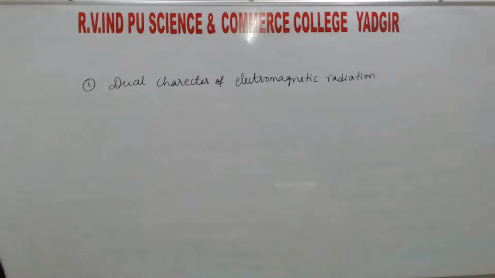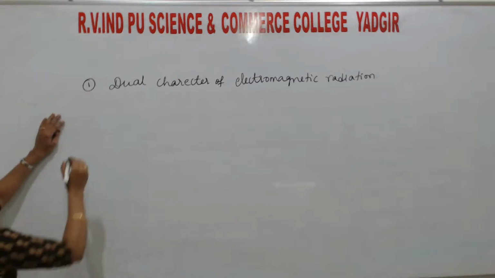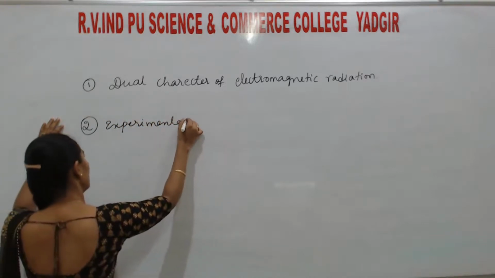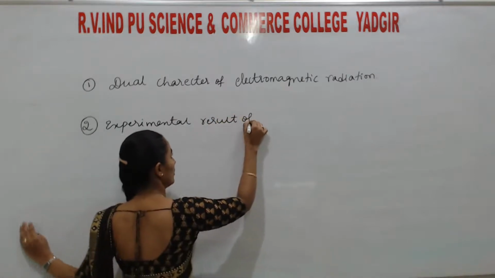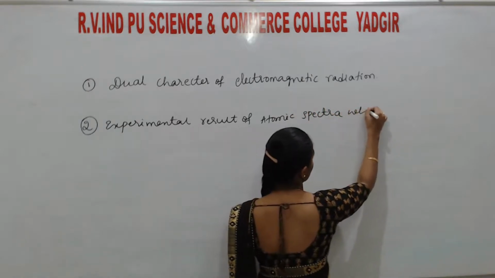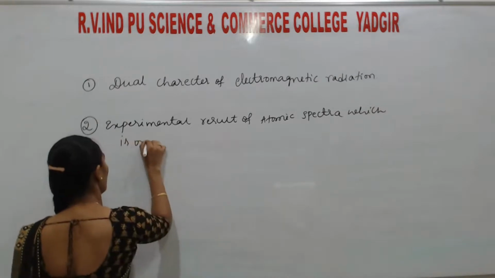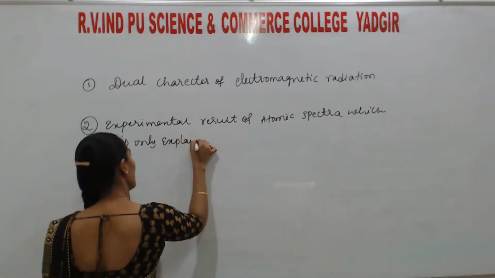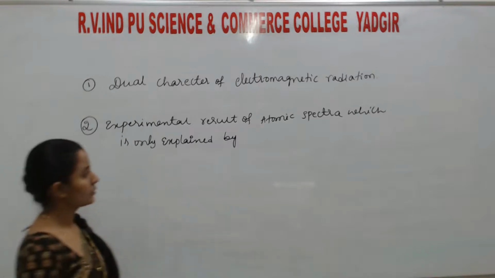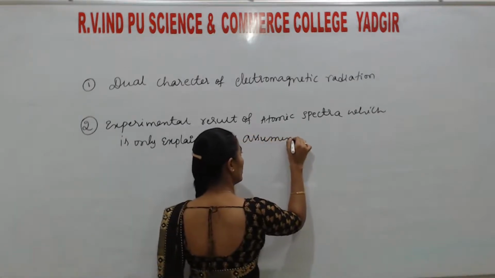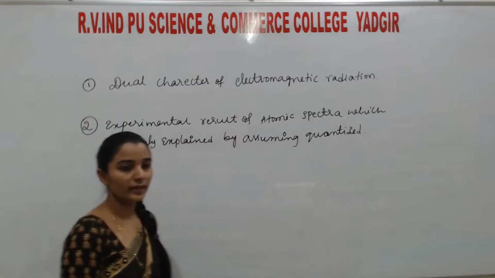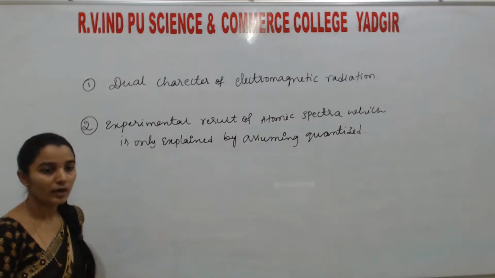And the second one is the experimental result of atomic spectra, which is only explained by assuming quantized energy. These are the two main things that lead to the development of Bohr's atomic model from the Rutherford model.